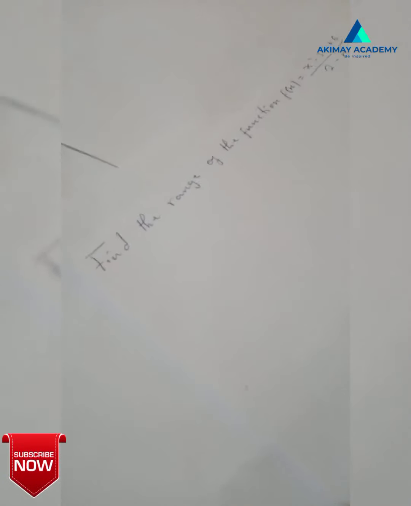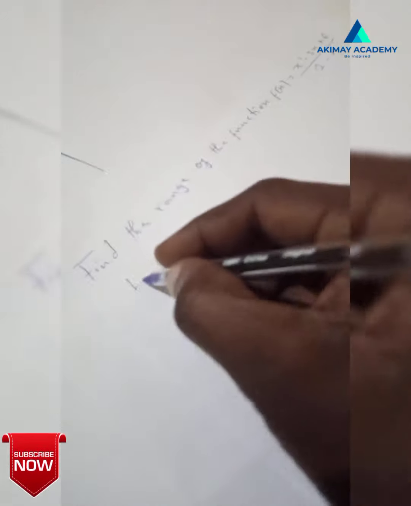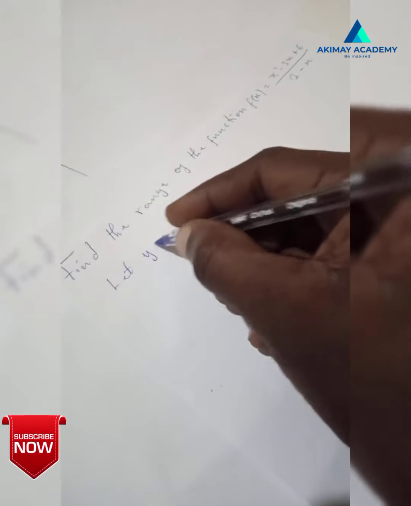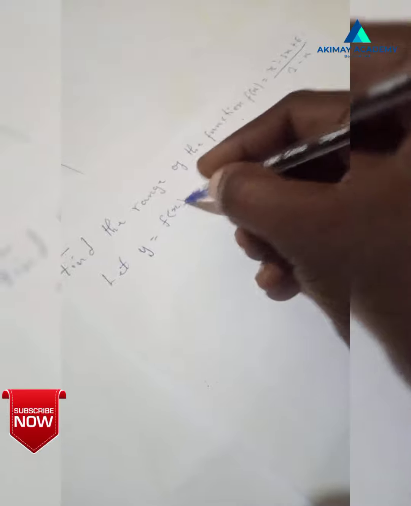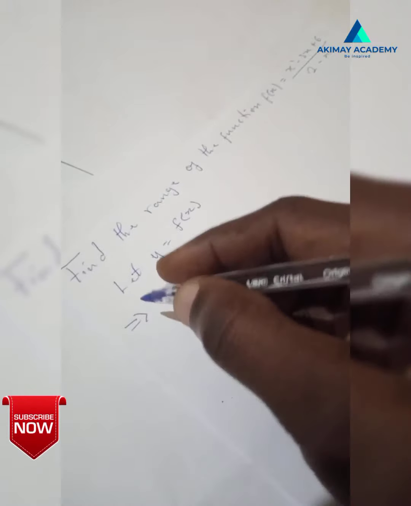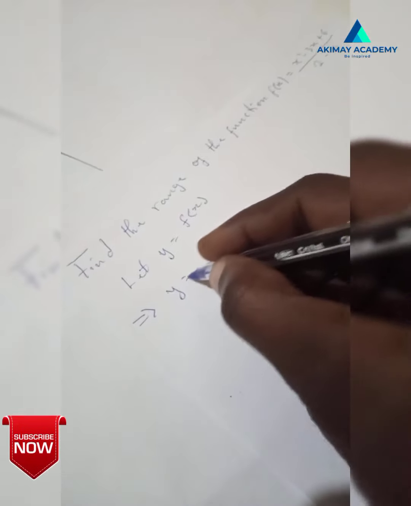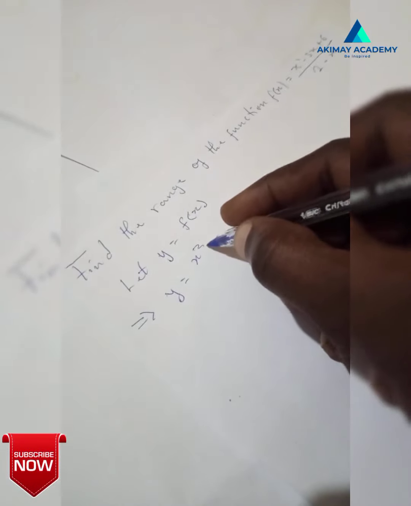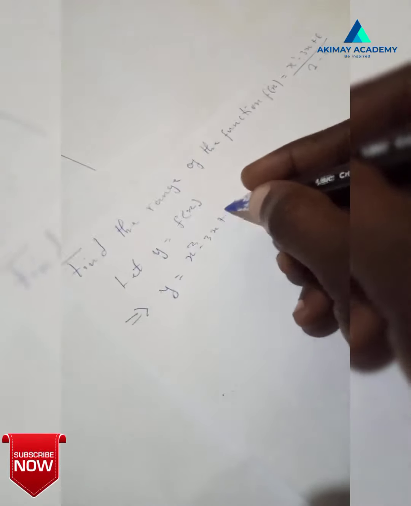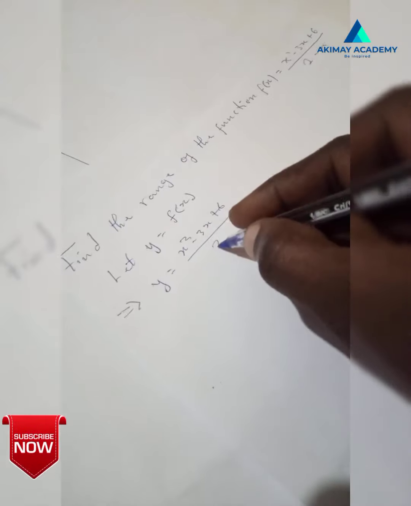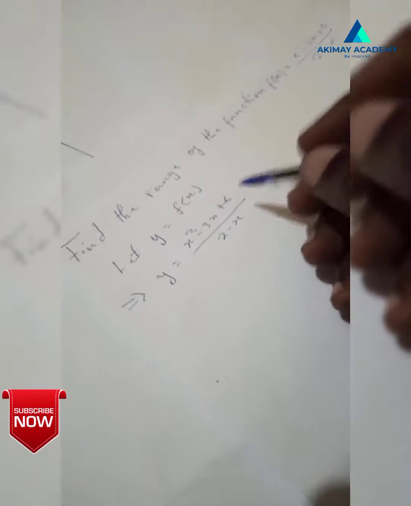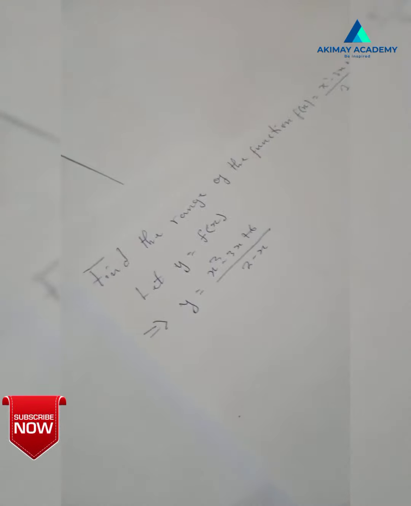Now what we do is we first let y equals f of x. So when it happens like that, it means we are going to have y equals the entire function given. So here we're trying to make x the subject.